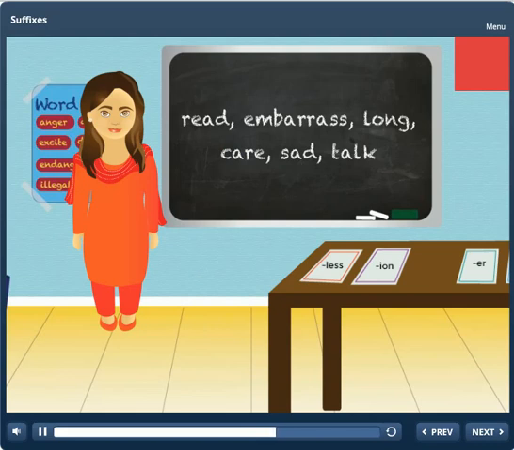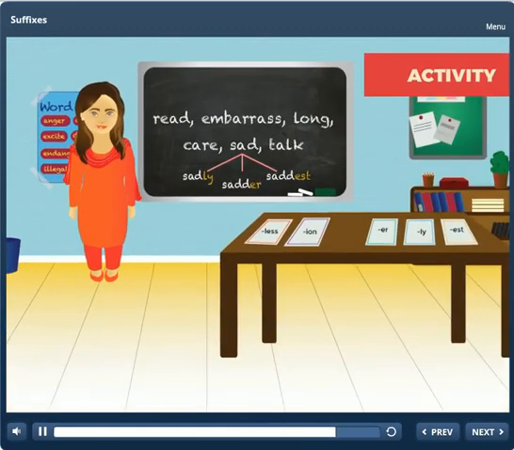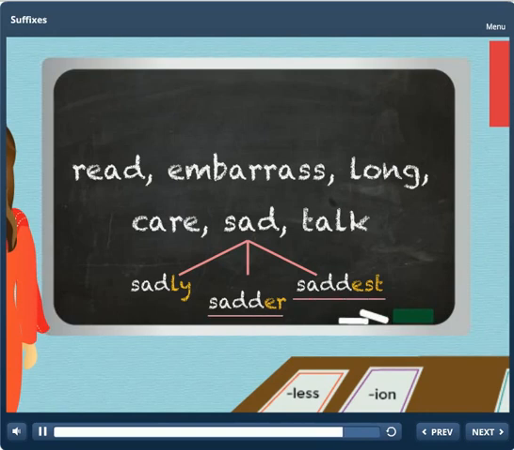Some other suffixes that we can use with the word sad are ly to make the adverb sadly, er to make the adjective sadder, and est to make the adjective saddest. Look at these two words. Because there is a vowel before the ending consonant, we double the ending consonant before writing any other vowel after it.